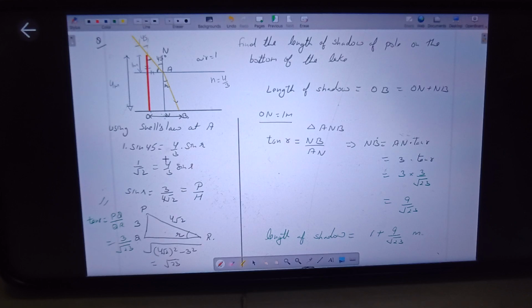So all of you have written the solution? Now write the heading: single reflection from plane surface.